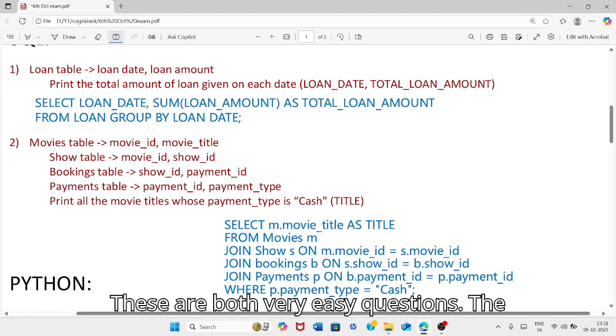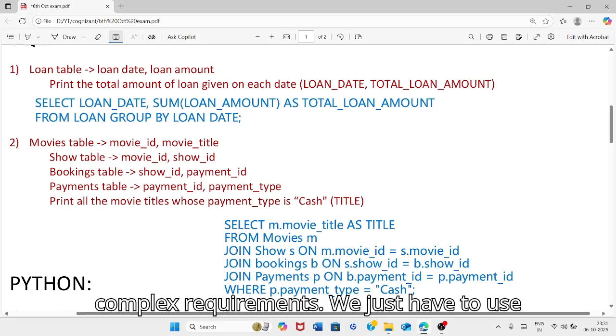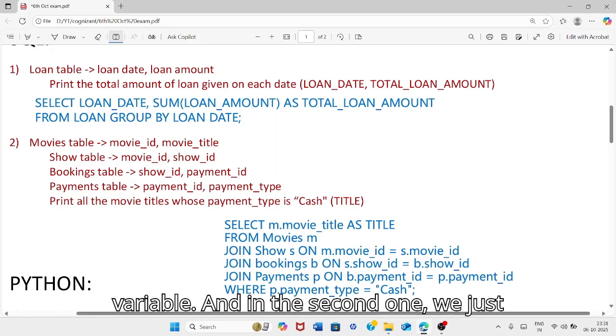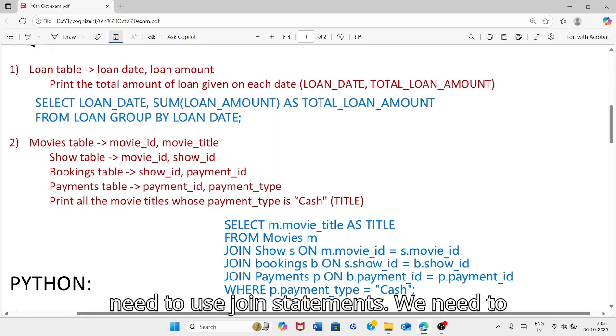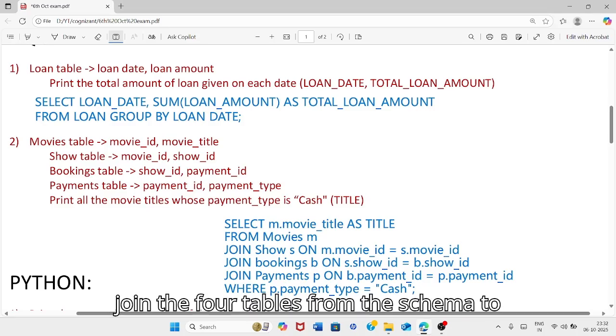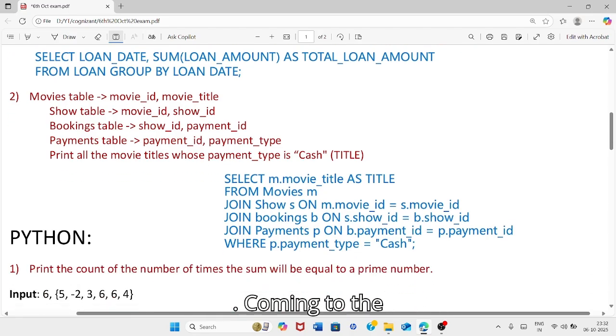These are both very easy questions. The first one does not have any complex requirements. We just have to use the sum built-in function. And in the second one, we just need to use join statements. We need to join the four tables from the schema to print the movie title as title.